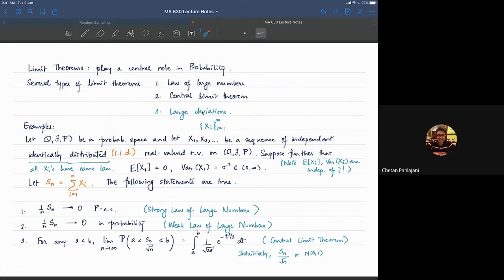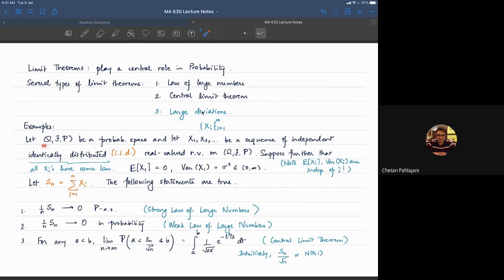So I won't say the law of large numbers. For a specific context, I may say the law of large numbers for this family of random variables. But in general, for different families of random variables, you'll have different laws of large numbers. Anyway, here is a little bit about certain laws of large numbers.